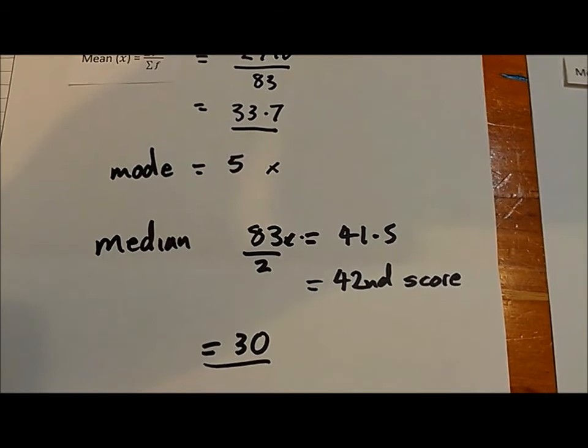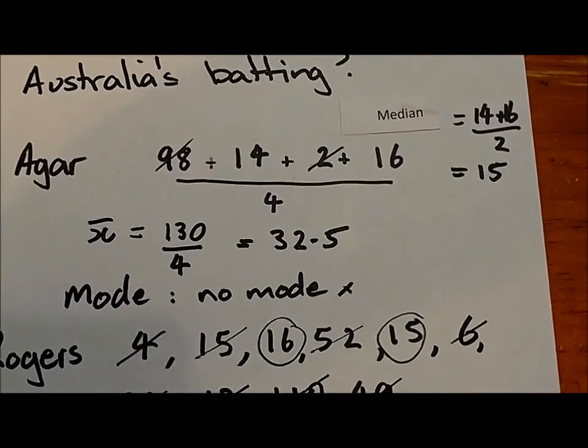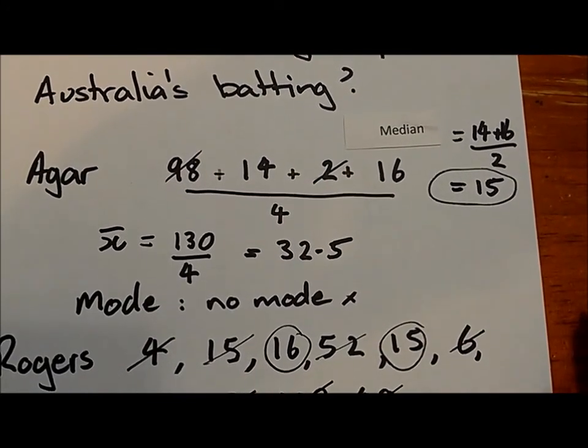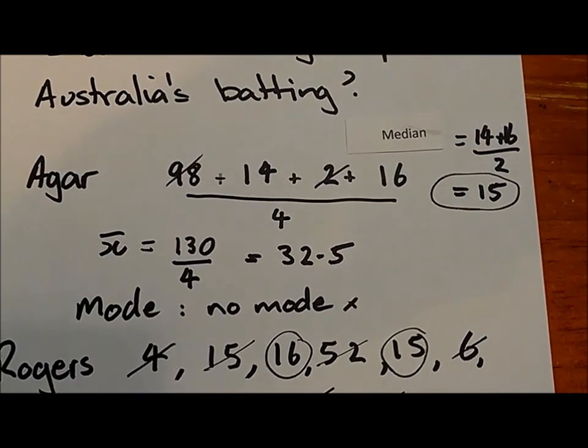So in answer to my question, I'm saying no. I don't think Agar should, at this stage of his career, be opening the batting. If that is the best measure of central tendency for him, 15 probably ain't quite good enough just yet.